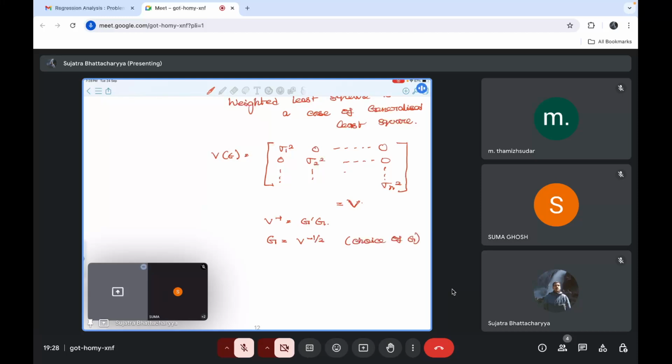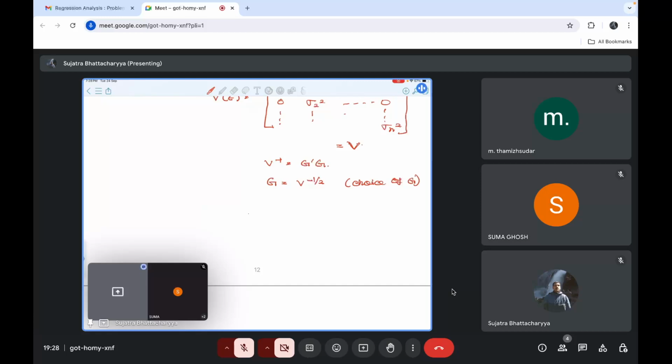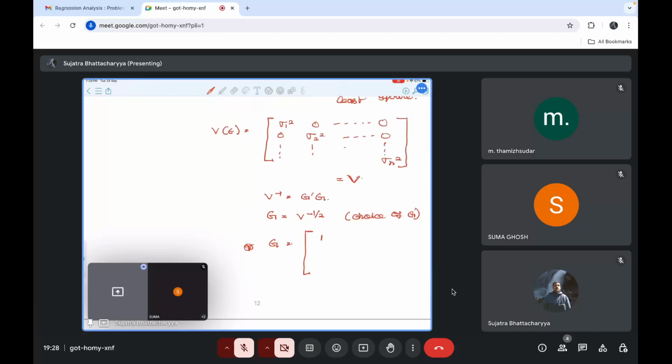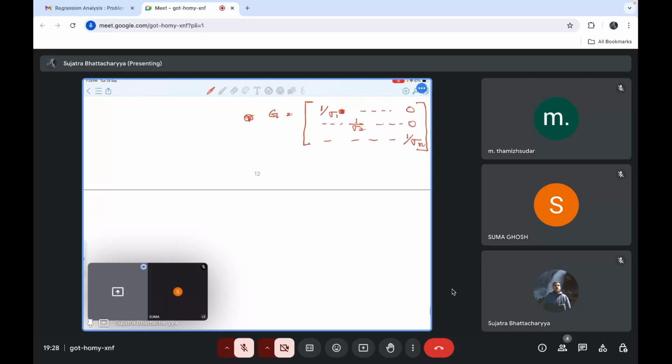So if I write G is this, then what will be your G matrix therefore? Just taking the reciprocal and root, correct? So it will be 1 upon sigma 1, and so on up to 0, 1 upon sigma 2 up to 0. So all diagonal elements with 1 upon sigma. Okay. And then what will be your V inverse? V inverse will be just the square of this, correct?